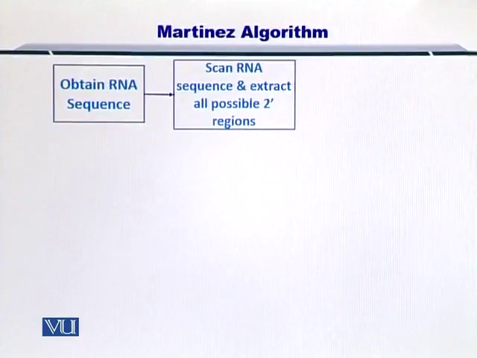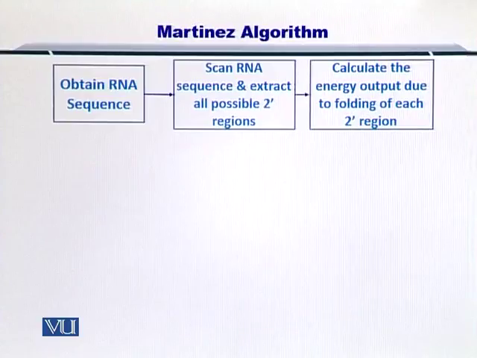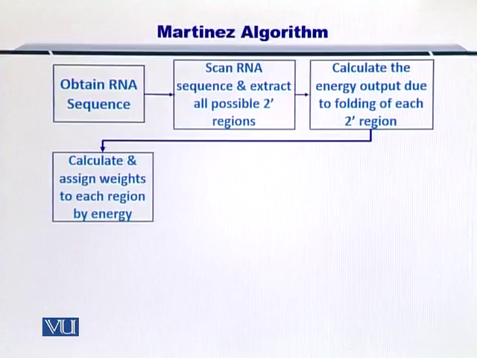Okay, so to begin with, as you know, we can take the RNA sequence, right? And we can extract all the possible secondary regions. Once we have done that, then we can try to see how much energy is given out as a result of the formation of each region. Once you have calculated the energy that is given out by each subregion within the RNA sequence secondary structure, then you can calculate weights and assign them to each region, which is directly proportional to the energy given out due to the formation of that region.